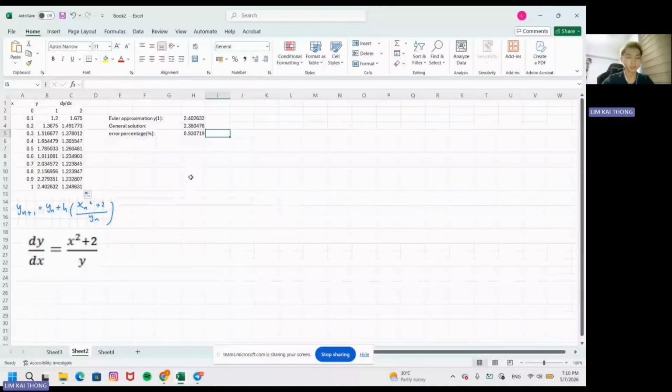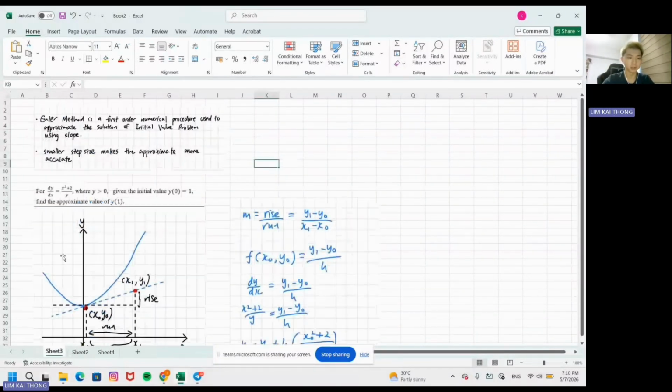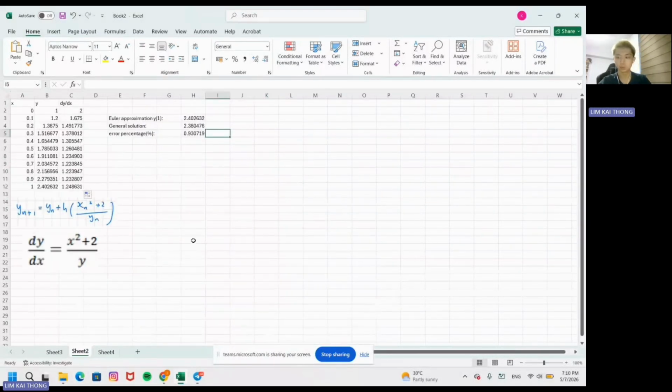Since the error percentage is 0.93, which is very low, it proves that a smaller step size makes the approximate value more accurate, and it also shows that Euler method is very effective to solve this equation.